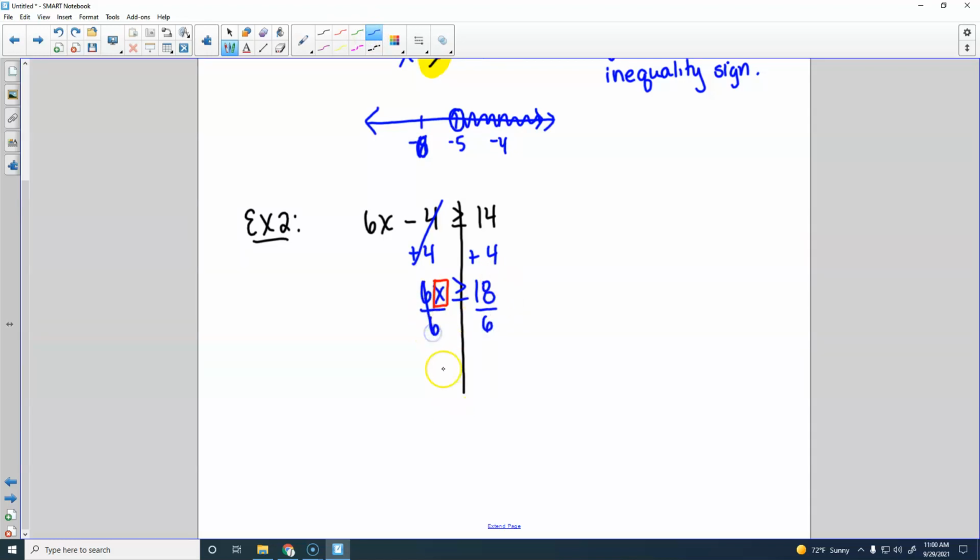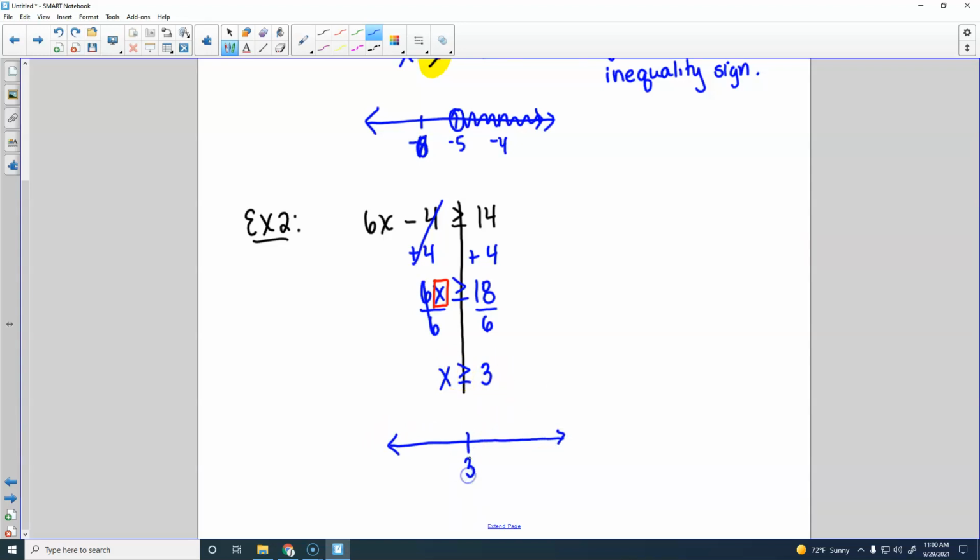On both sides. Good. So that just leaves me with x over here. I got 18 divided by 6, which is going to give me 3. And do I have to flip the sign here? No, because I didn't divide by a negative, right? I just divided by a regular number. So my answer is going to be 3 for these.